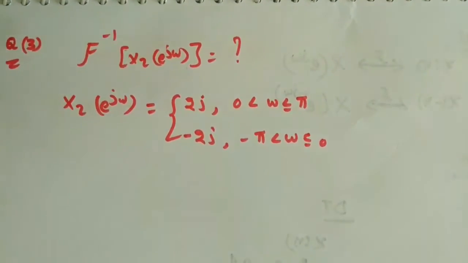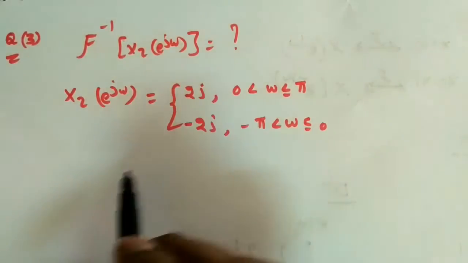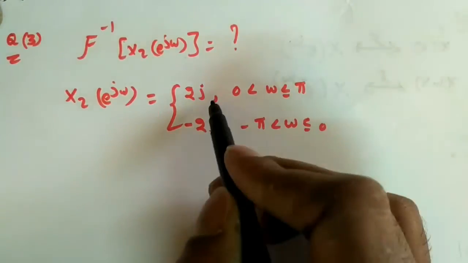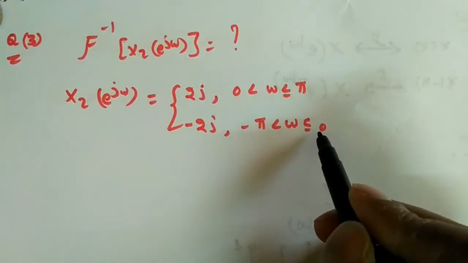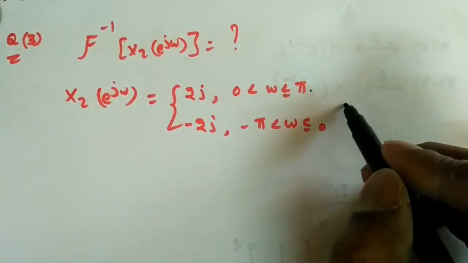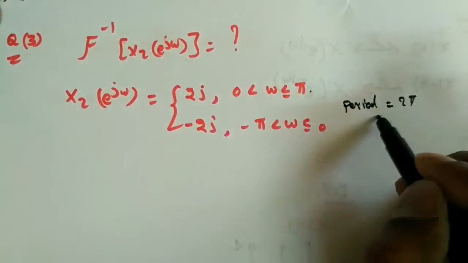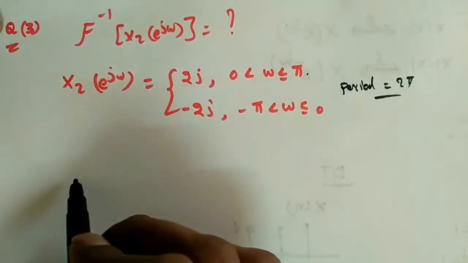So next we discuss this one. We need to find the inverse Fourier transform of this segment. So x2 of e power j omega is given: from 0 to pi it is 2j, and from minus pi to 0 it is minus 2j. That means what is the period? Minus pi to pi, so the period is 2 pi. Right? Now how to find x of n?